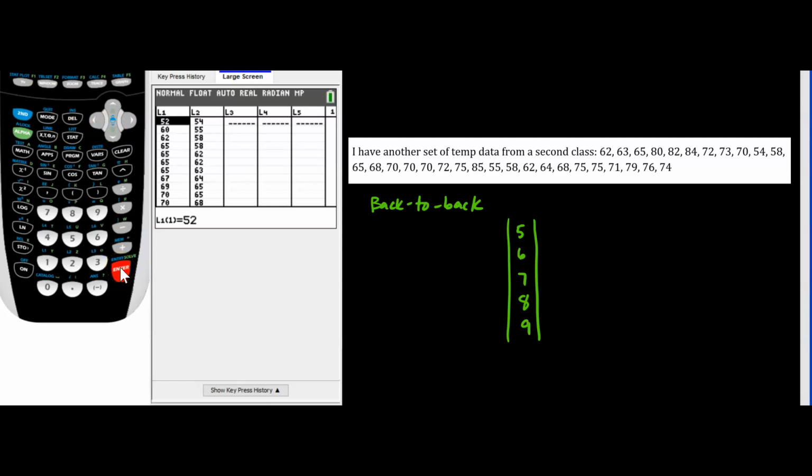And now let's fill in our back-to-back stem and leaf plots. So on this side, this is going to be my first class, and then this side over here is going to be the second class.